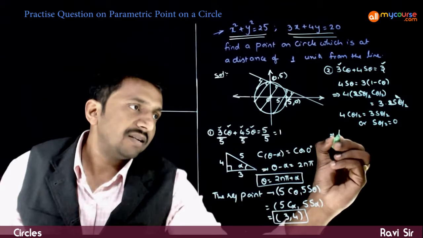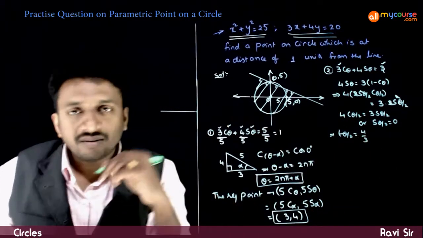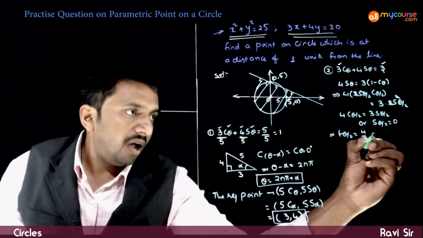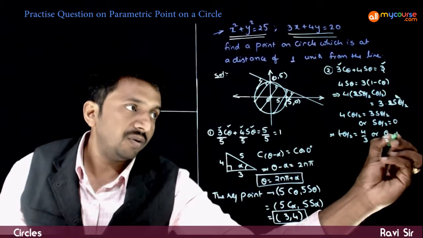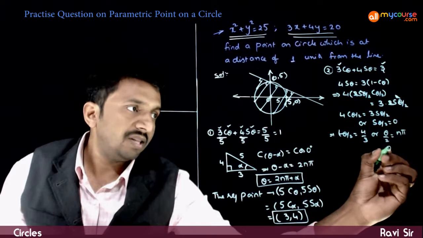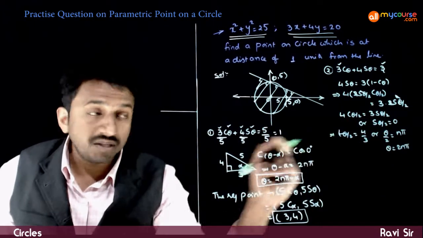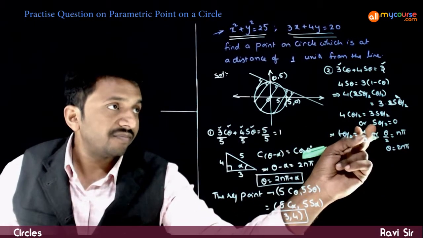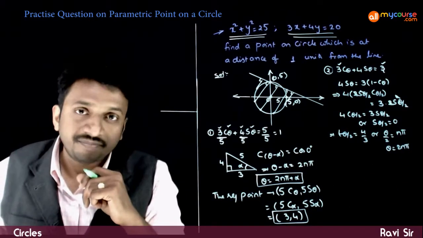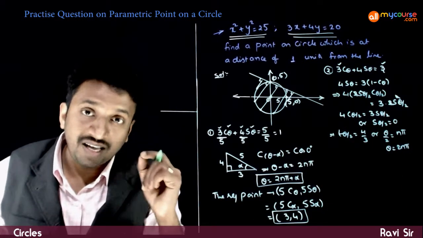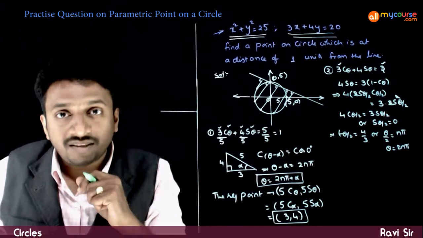So this implies tan theta by 2 is equal to 4 by 3, or sin theta by 2 is equal to 0, so theta by 2 is equal to n pi, theta is equal to 2n pi. So this is one solution. Theta equal to 2n pi is also okay. Next, tan theta by 2 is equal to 4 by 3.